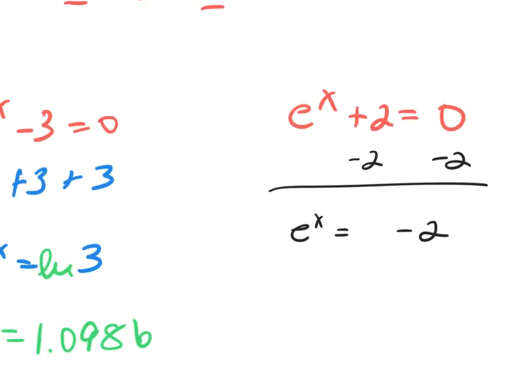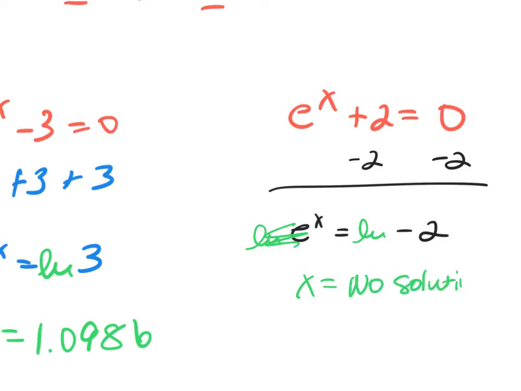What's the opposite of e? ln. If I take the ln of one side, I have to take the ln of the other. So x equals, what's the natural log of negative 2? No solution. What does it say in your calculator? Everybody do it. Error. Yep. What happens? You can't take it of a negative number. Correct. There's no solution here.